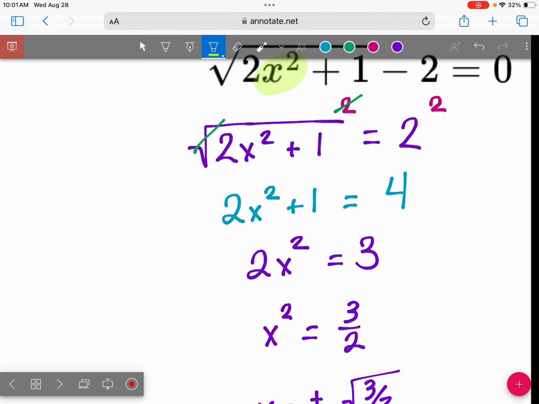Positive. 2 times a positive is going to be positive. Plus 1, positive or negative? Positive. So no matter what, what's under my radical is going to be positive. So this is going to be a real answer. Like, this is going to be fine. We're going to have 2 solutions, and that's okay.